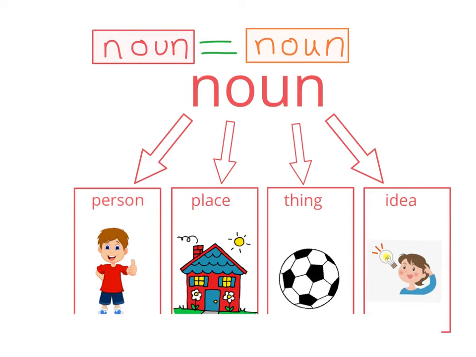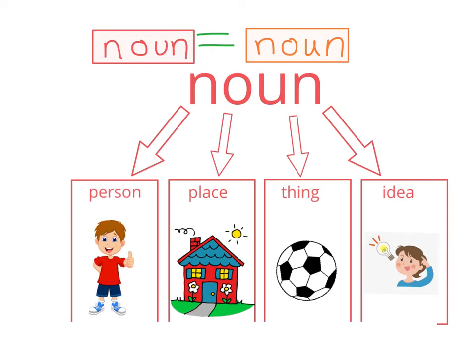So yesterday we learned that we have a type of sentence where the subject equals an object. So we have a noun here, which is a person, place, or thing, and we have a noun here, a person, place, or thing. So let's remember what a noun is. A noun can be a person, a place, a thing, or an idea.